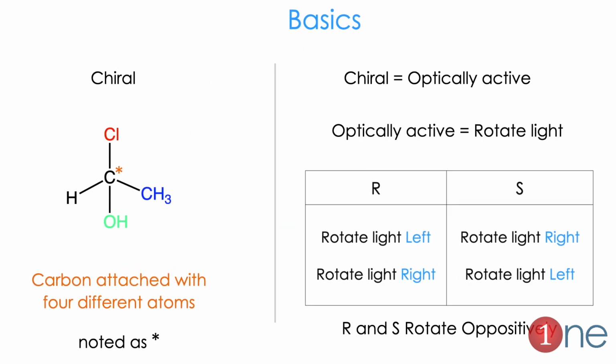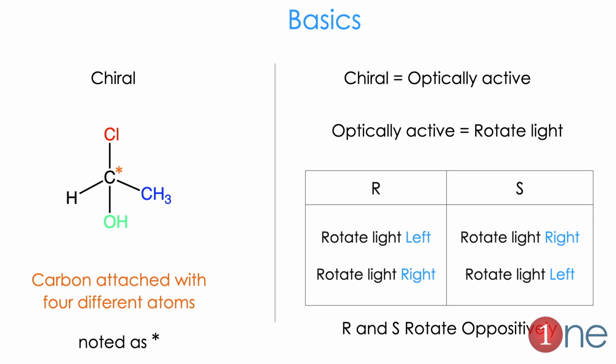Before we go into solving the problems, we will learn what R and S are and their basics. So first, let us know about the chiral carbon. What is meant by chiral carbon? A chiral carbon means a unique carbon which is attached with 4 different groups. We normally denote it with an asterisk or star. Discussing the chiral carbon in depth is beyond the scope of the present video. So just know what a chiral carbon is.